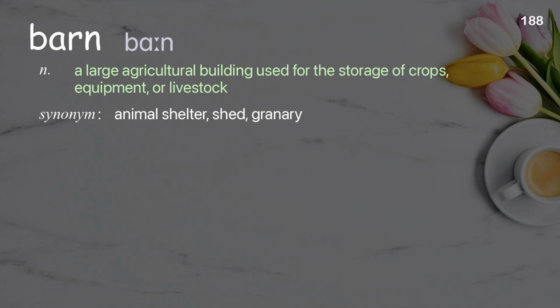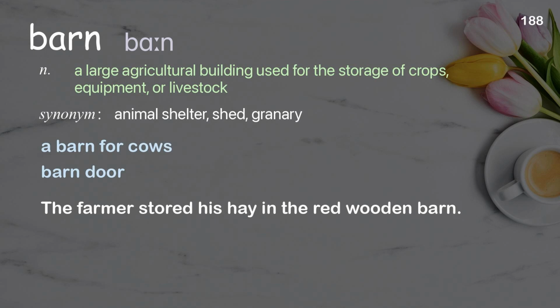Barn: a large agricultural building used for the storage of crops, equipment, or livestock. Examples: a barn for cows, barn door. The farmer stored his hay in the red wooden barn.